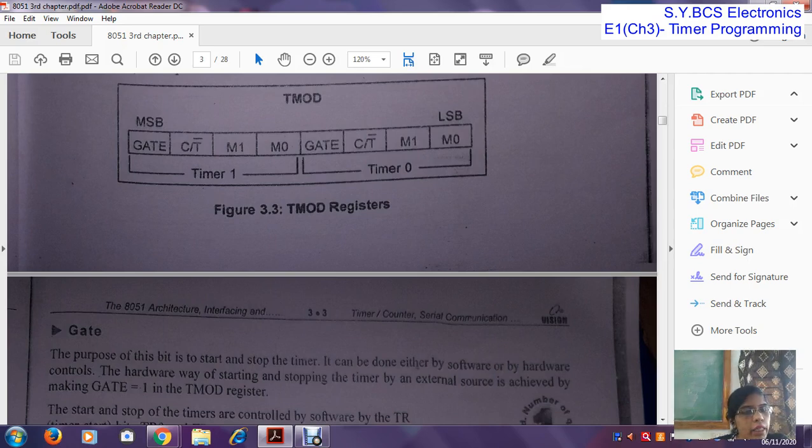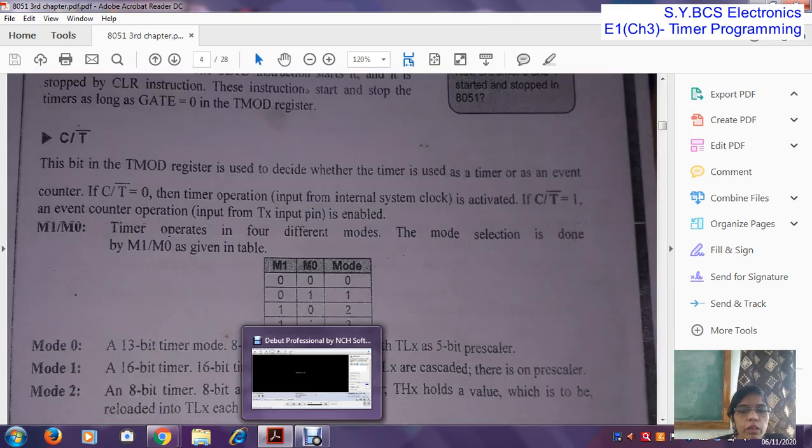So 2 is loaded in timer 1 and 0 is loaded in timer 0. The binary number of 2 is 0 0 1 0. So gate is 0, the timer is started and stopped by software, and the timer counter bit is also 0, so the timer is used as a time delay. The combination of M1 M0 is 1 0, and 1 0 means mode 2.